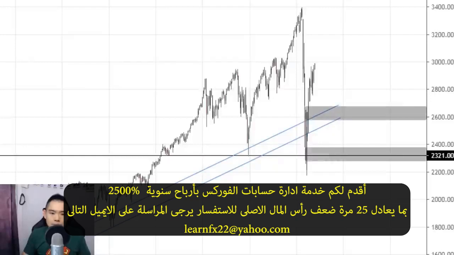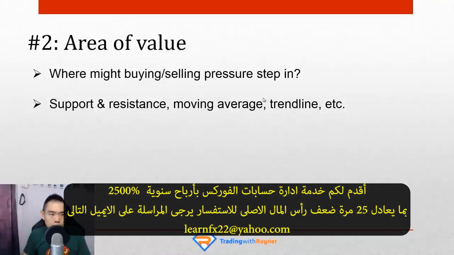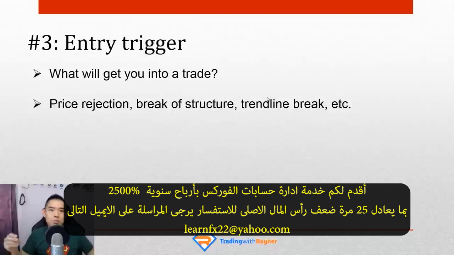This is another one. Okay, so once you have identified your area of value, it doesn't mean you buy the moment the price comes into an area of value, because you want to look for confirmation that buyers are stepping in and ready to take the price higher. So this is where you move on to the third thing to look out for, the entry trigger. This is what will get you into a trade. This is what will tell you, hey, now is the time to buy. So you are looking for an entry trigger.